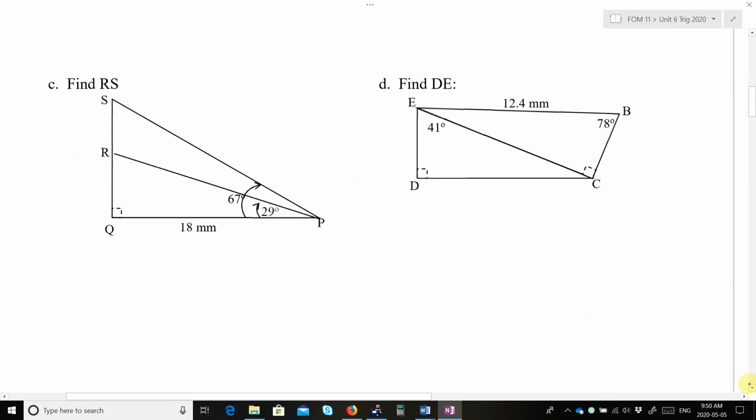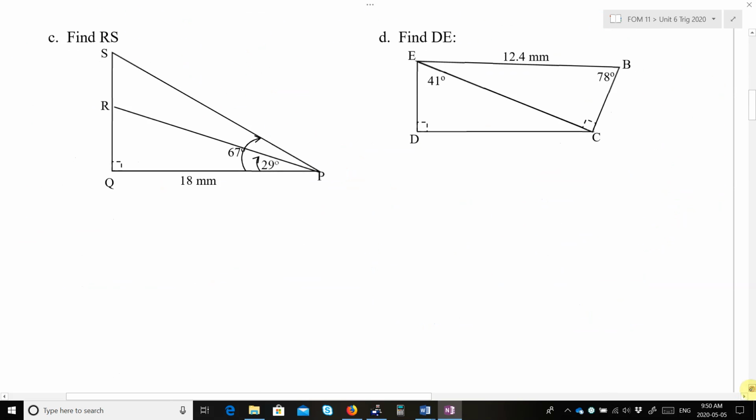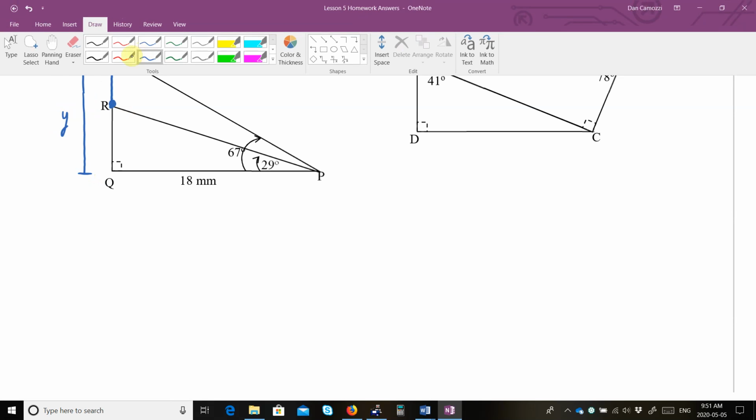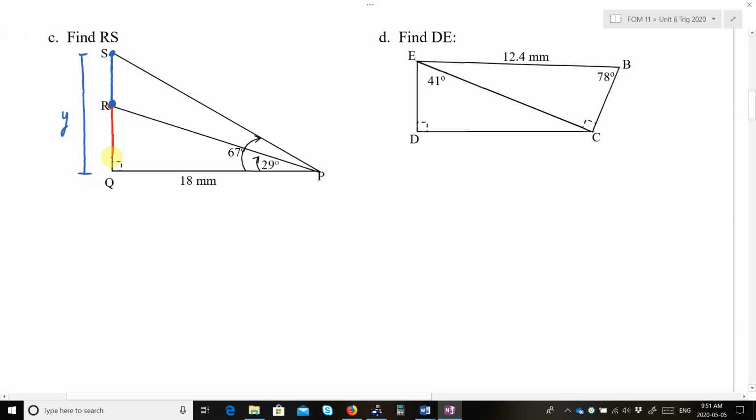Good, so now we are on to part C here, find RS, which is going to be very similar to the last question we just did, because RS is right here. And it's not in a 90-degree triangle, so what we're going to have to do again is figure out this whole length here, which we can call y, and then find this length here, which you can call x, and you go y minus x, and that will leave us RS.